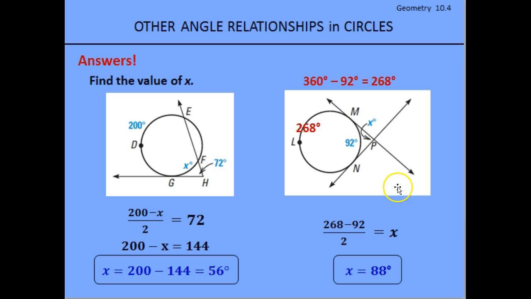It's a little bit more complicated because we have to figure out what this major arc is. And it's not hard to do that because all we have to do is take the full circle is 360. We're going to subtract the 92 degrees and we're going to get the rest of this circle. So now we can say 268 minus 92 divided by 2 equals x. Do the simple math and we end up with x equals 88 degrees. Let's move on.